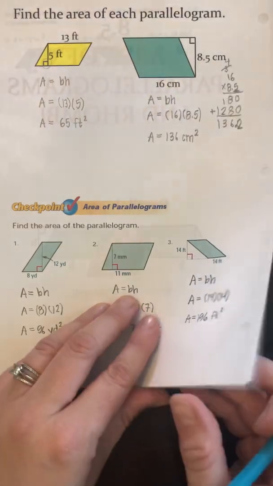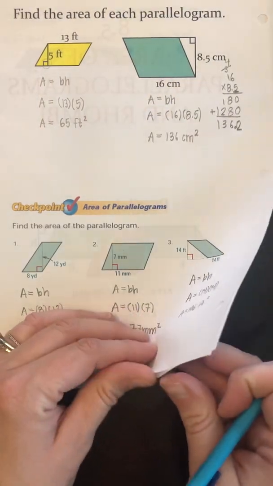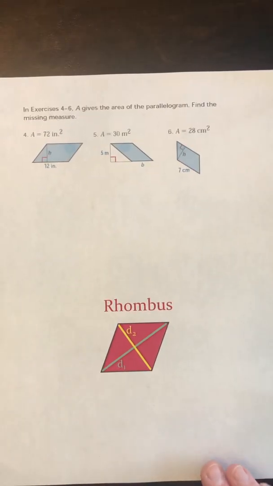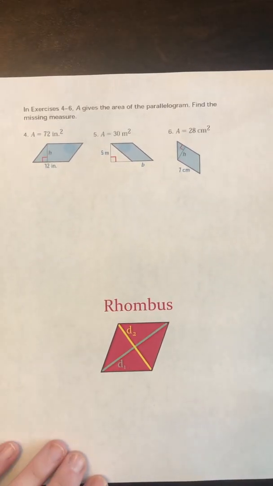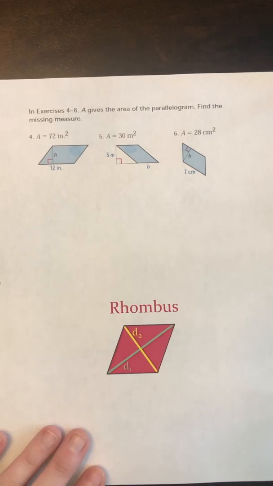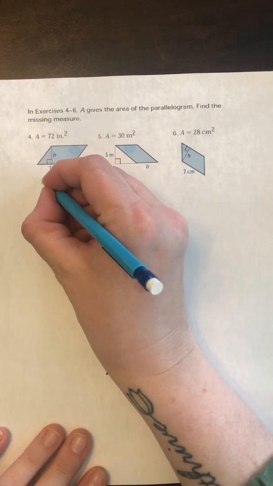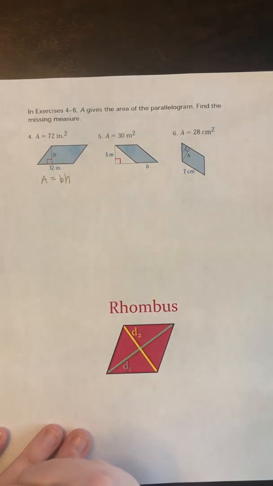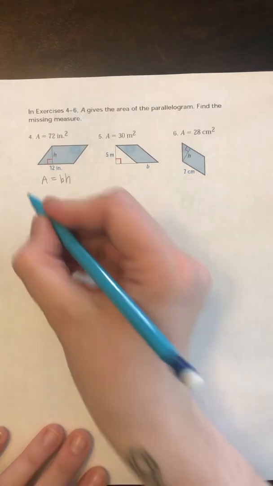All right, so the next couple of types of problems are still involving parallelograms. This time we are going to be missing a side. So in number 4 here, we have area equals base times height. They've given us the area of 72.